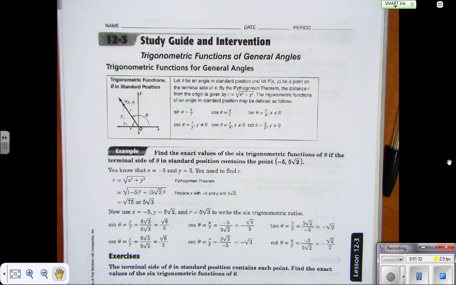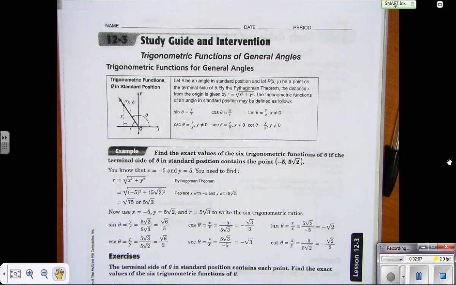The sine of theta is y over r. Cosine of theta is x over r. Tangent of theta is y over x, where x cannot be 0. That's specified because sometimes your angle is going to be on the x-axis or on the y-axis, and x can't be 0 because that would make your fraction undefined. You can't divide by 0. The cosecant of theta is r over y, y cannot equal 0. Secant of theta is r over x, x cannot equal 0. And the cotangent of theta is x over y, where y cannot be 0.